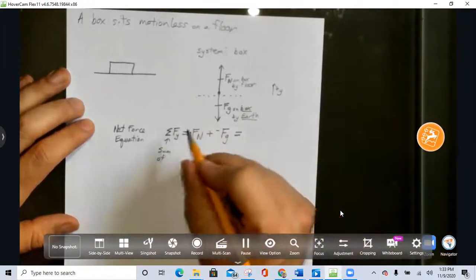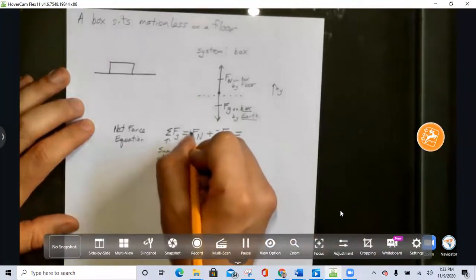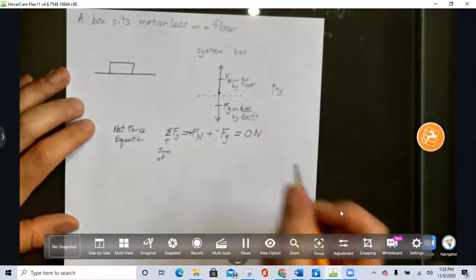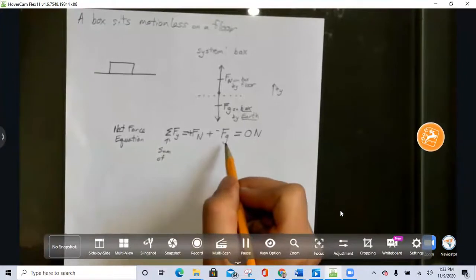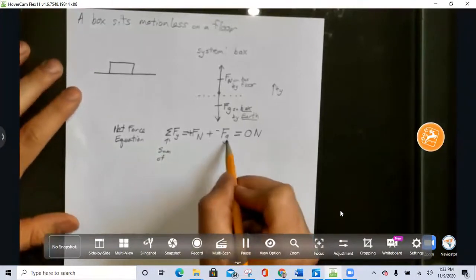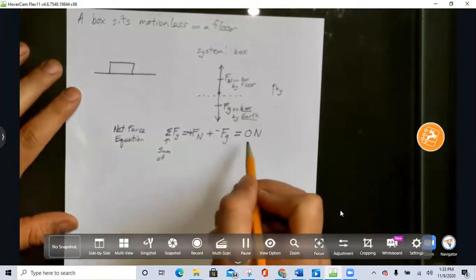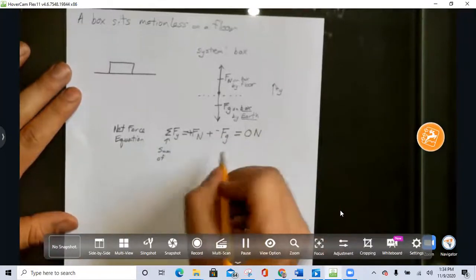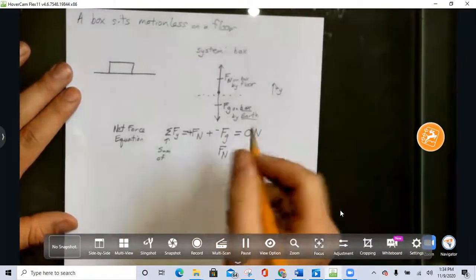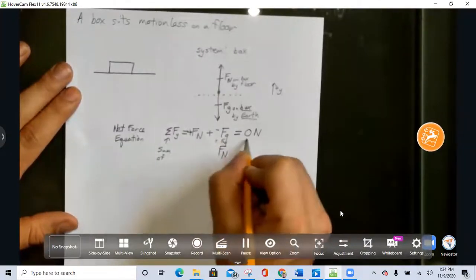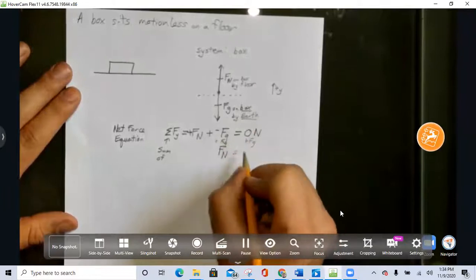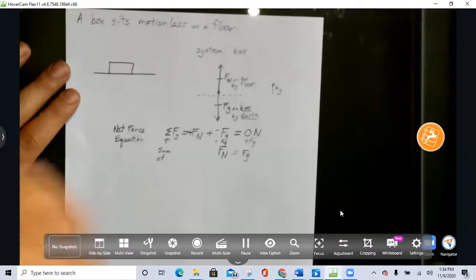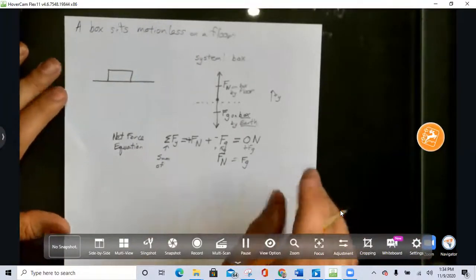And if there's no movement, no change in the state of motion, they're going to equal 0. So the normal force plus gravity, which is in the negative direction, equals 0. We could even rewrite this, since this is equal to 0, and say we add the force of gravity to both sides. Get our normal force equals our force of gravity. And really, that's it. That's an FBD.